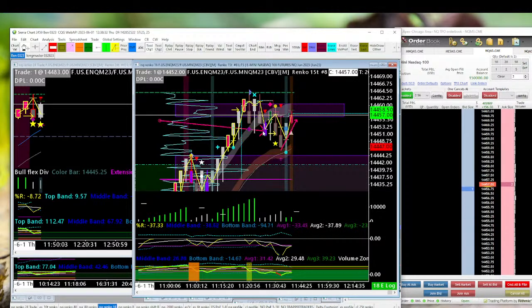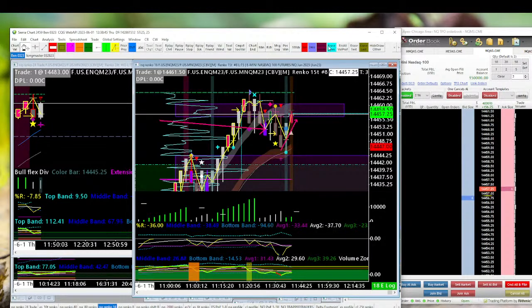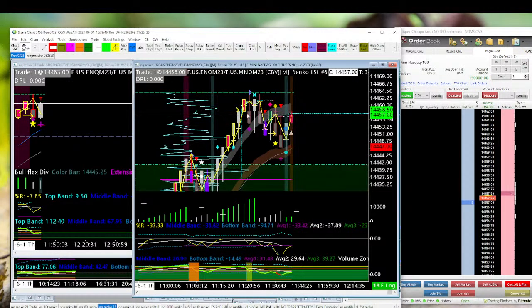Anyway, what we expect is for them to come back up here and test this high volume area, or at least the edge of it, just like they're doing right now. So that is normal. Let me just erase this. I'm sure everybody sees that now.